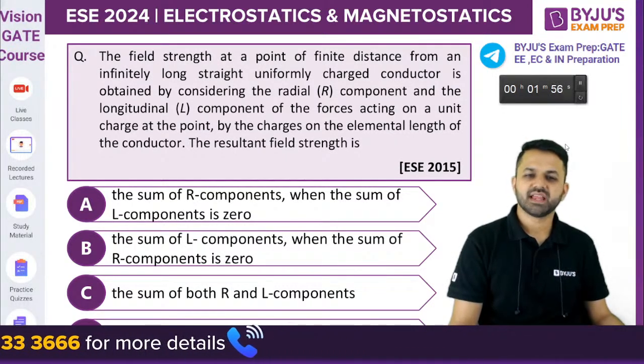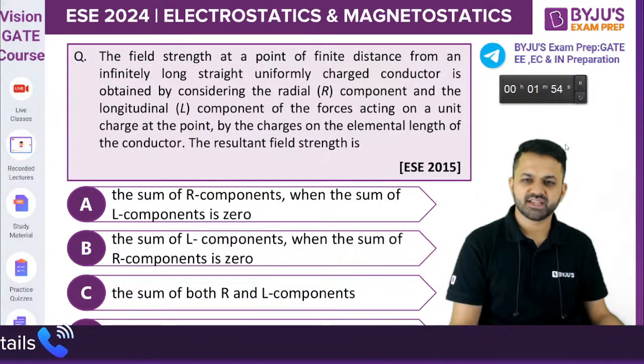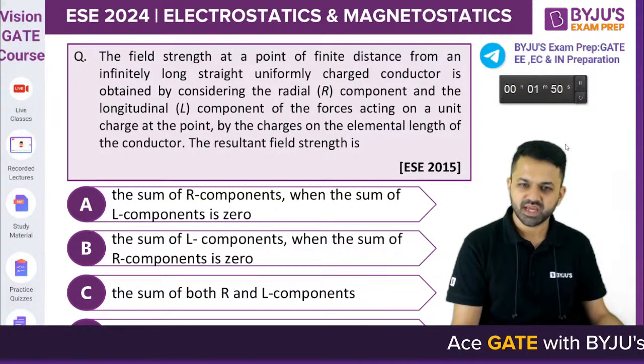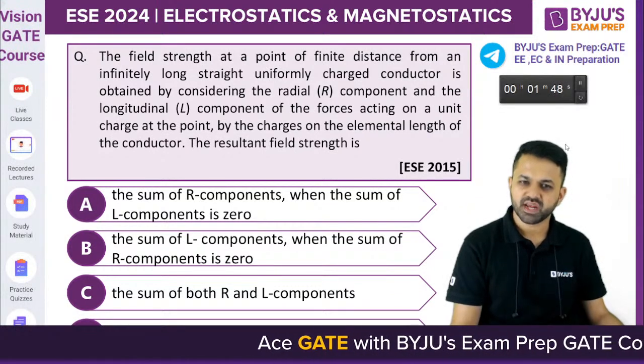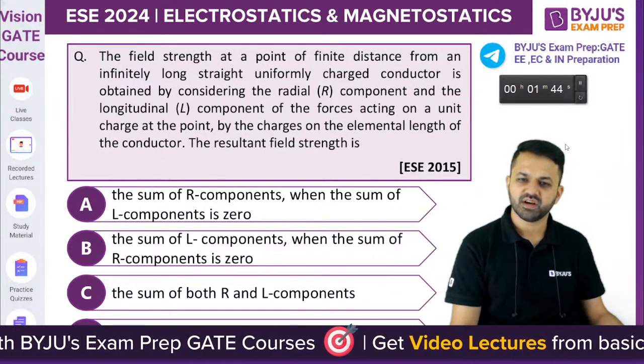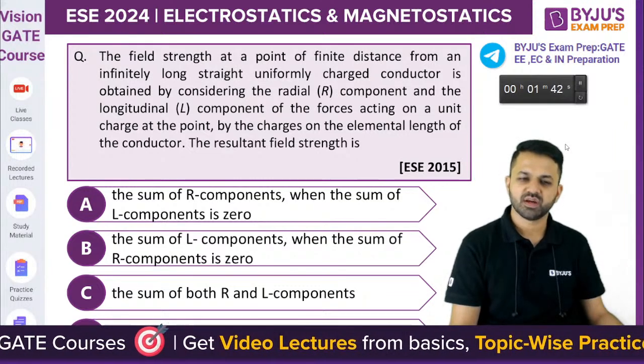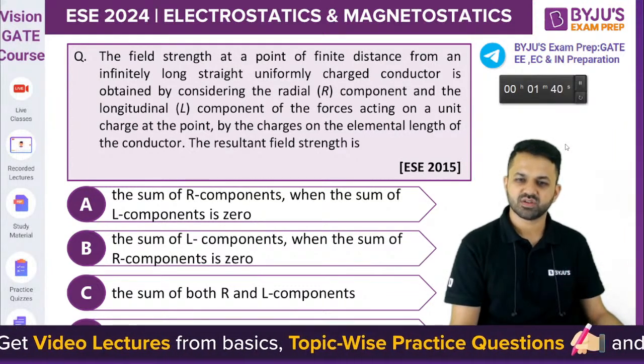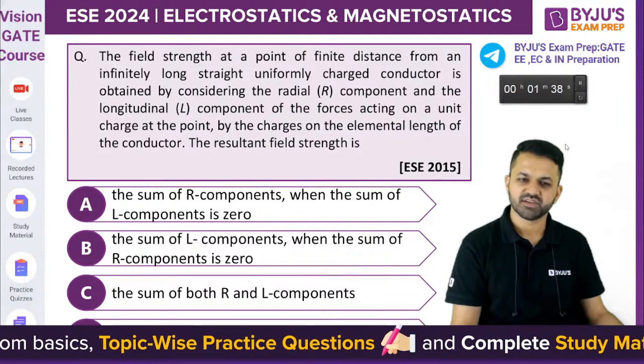The field strength at a point of finite distance from an infinite long straight uniformly charged conductor is obtained by the radial component and the longitudinal component of the force acting on the point charge by the charges on the elemental length of the conductor. The resultant field strength is.